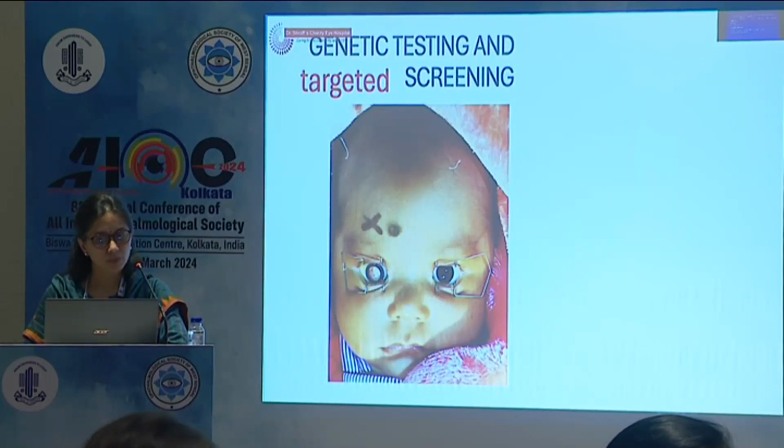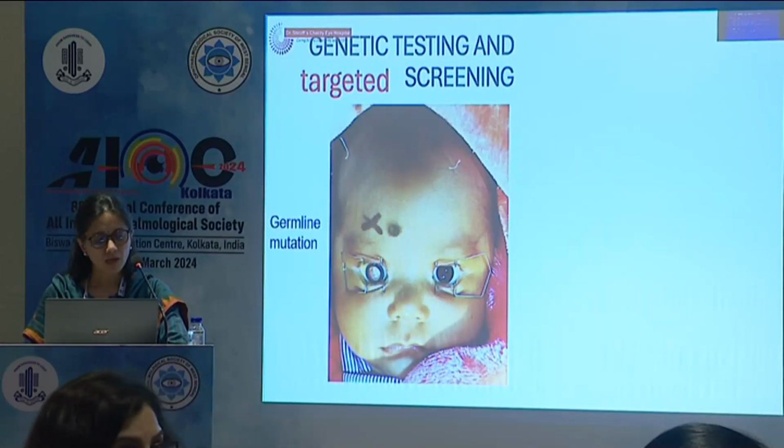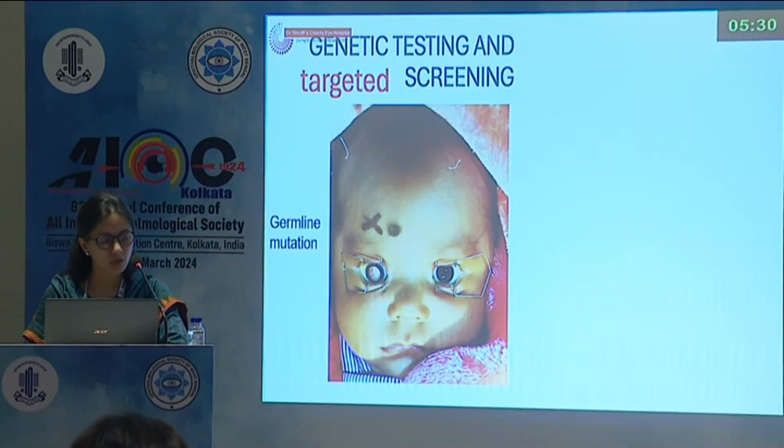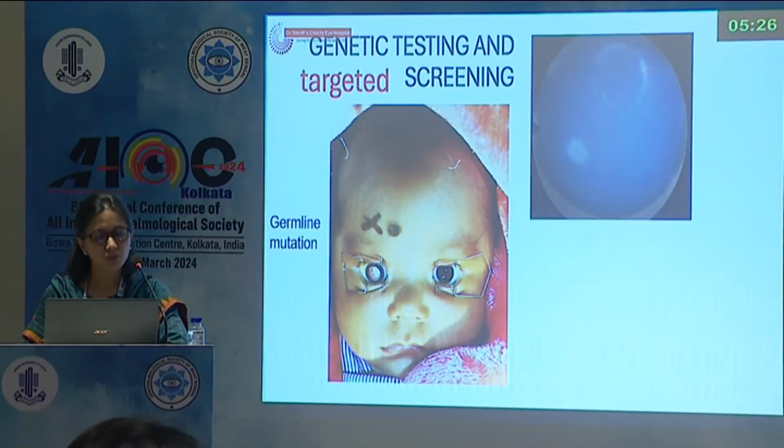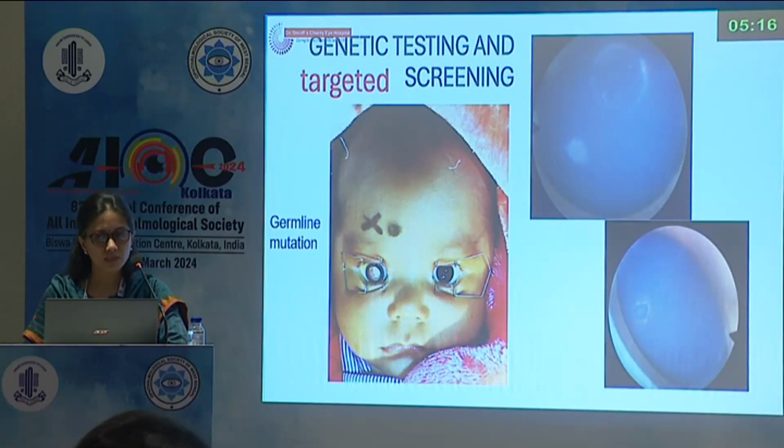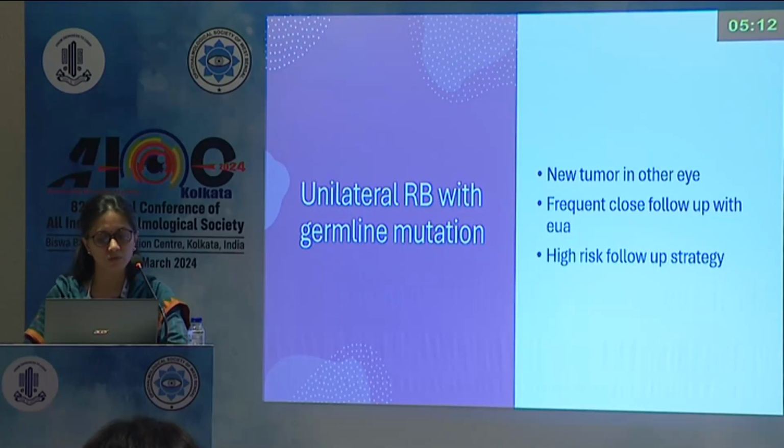So we took up the patient under EUA, and we did a genetic testing for this child, and we found a germline mutation. And then we know that this child has a possibility of getting tumor in the other eye. Subsequently, on about 3 to 4 months follow-up, there was a small tumor which came up in the other eye. But since we were closely looking for this tumor, we could pick it up at a very early stage, just do a laser therapy, and manage the tumor at a very early onset. So unilateral with germline mutation, we need to look out for new tumor in the other eye.